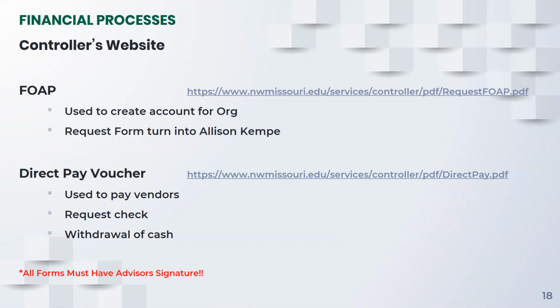For the financial process on the controller's website, we talked about the FOP. It's used to create an account for an organization. The request form can be turned into Allison Kemper.